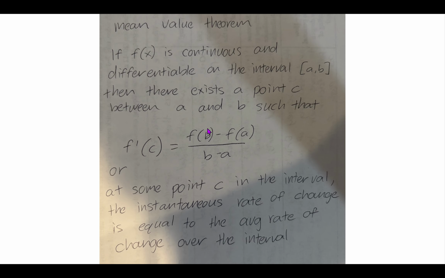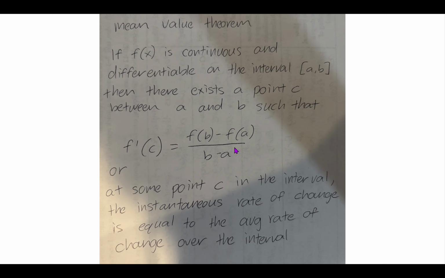The mean value theorem states that if f of x, so this can be any function, is continuous and differentiable on the interval a to b, then there exists a point c, this point can be any point, between a and b such that f prime of c equals f of b minus f of a over b minus a.